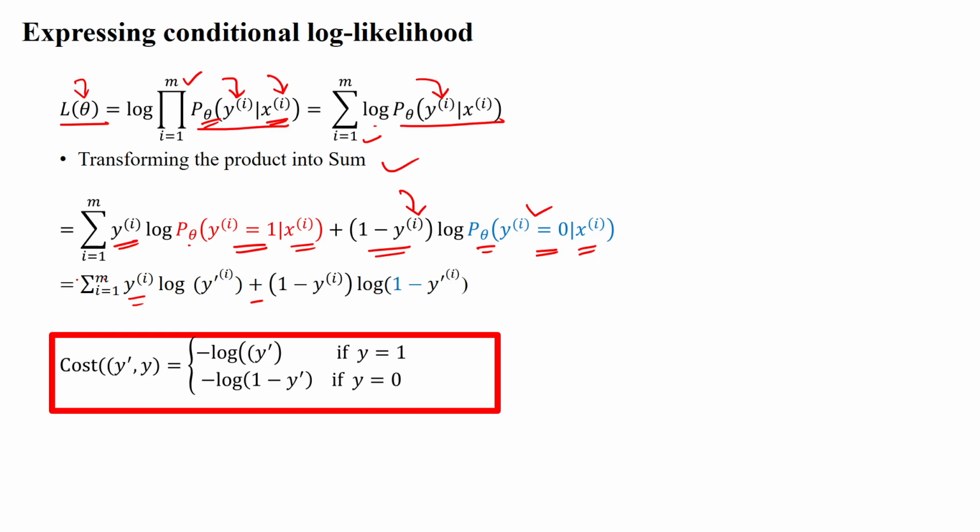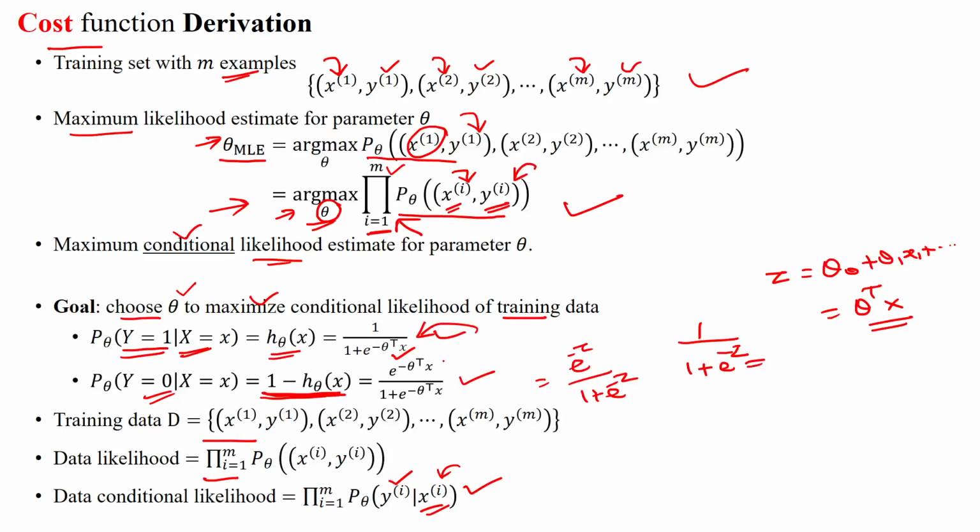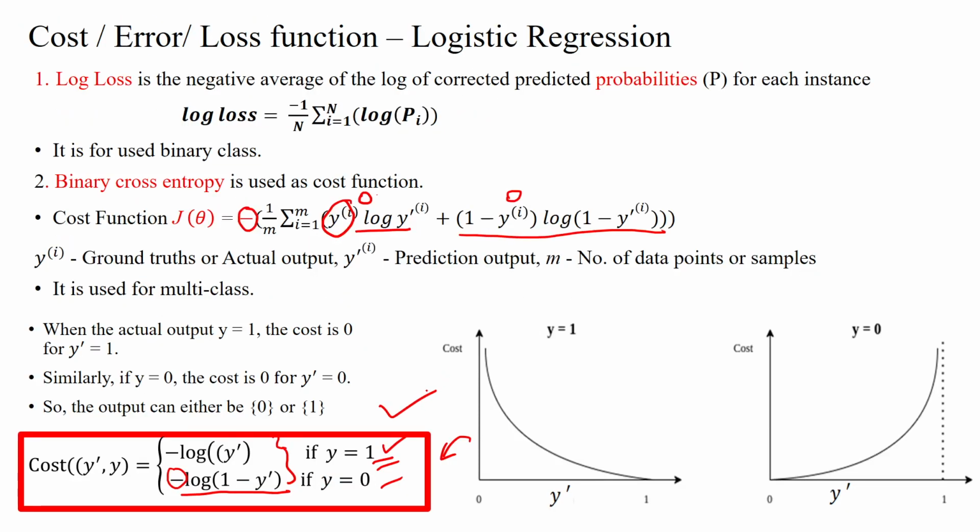So here finally we can simplify this: whenever y equal to 1, this term will become 0. Whenever y equal to 0, this term will become 0. So finally we got this step. Here finally we get the cost function based upon the binary cross entropy.